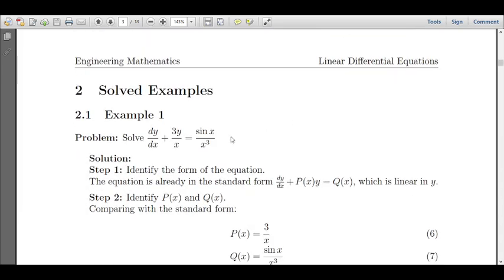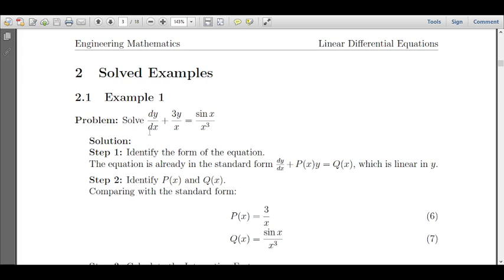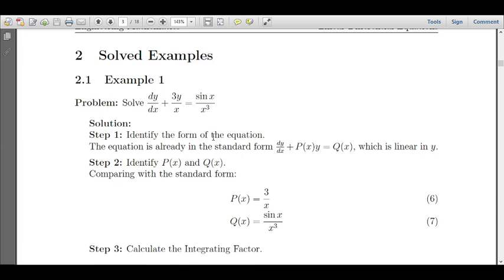The first example: solve dy by dx plus 3y by x equal to sin x by x cube. Here this equation is of the form dy by dx plus p of x into y equal to q of x. Observe that the RHS has a function of x only. So this is the form. Here p of x is the coefficient of y, which is 3 by x, and q of x is the RHS term, sin x by x cube.